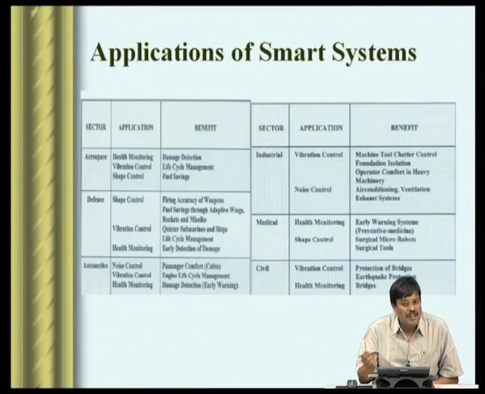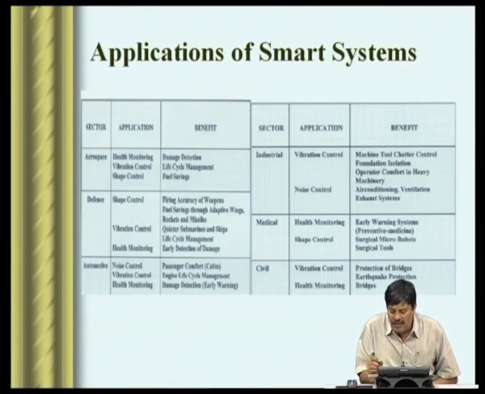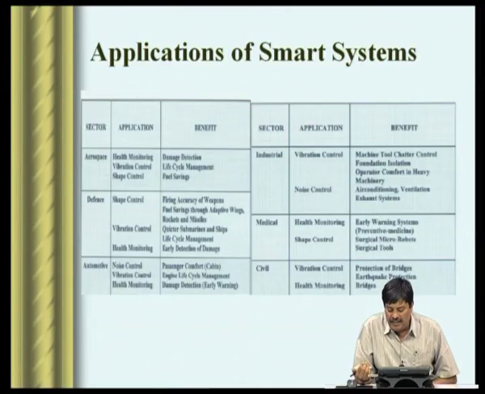In automotive, the major emphasis of smart systems is on noise control, vibration control and also health monitoring, where the major benefit is passenger comfort, engine life cycle management and also damage detection, that is, an early warning system. In the industrial engineering sector, we can use it for vibration and noise control. The major advantages are machine tools that are quieter without any chatter, foundation vibration isolation, operator comfort in heavy machinery, air conditioning and ventilation, etc.